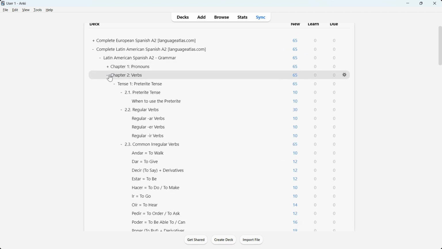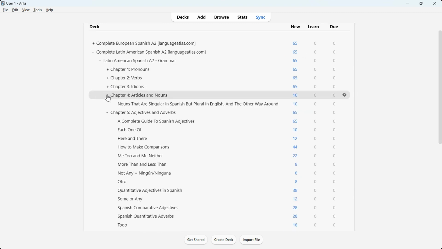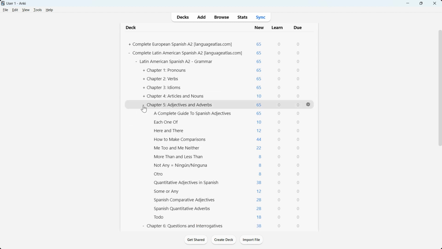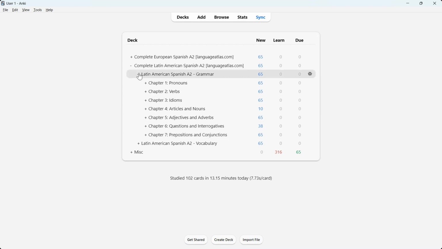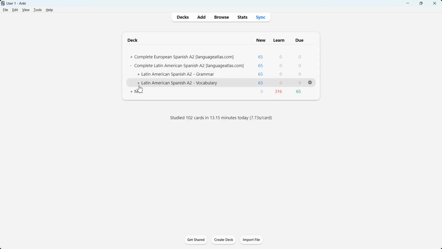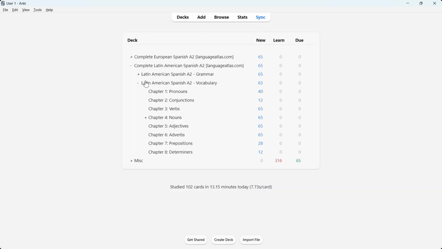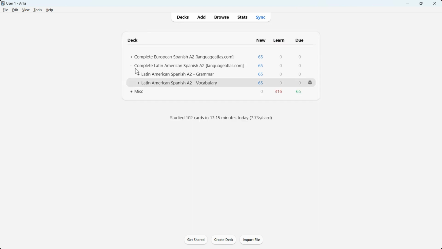Chapter 1 pronouns, Chapter 2 verbs, Chapter 3 idioms, Chapter 4 articles and nouns, Chapter 5 adjectives and adverbs, Chapter 6 questions and interrogatives, prepositions and conjunctions. If you click on the Latin American Spanish A2 vocabulary one, you can see we have the same chapters with the same subjects inside of them.